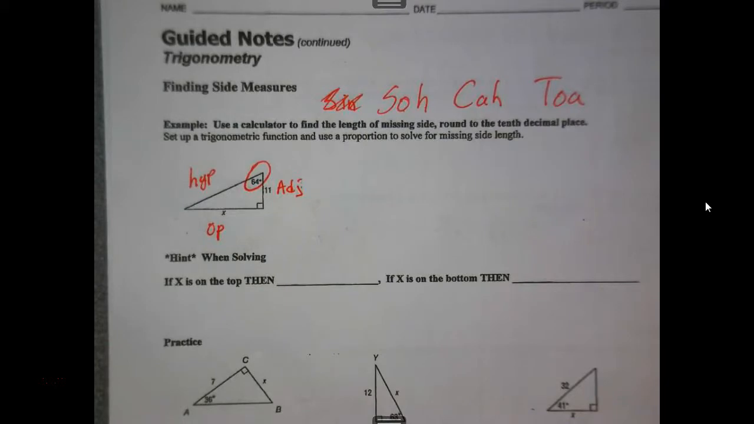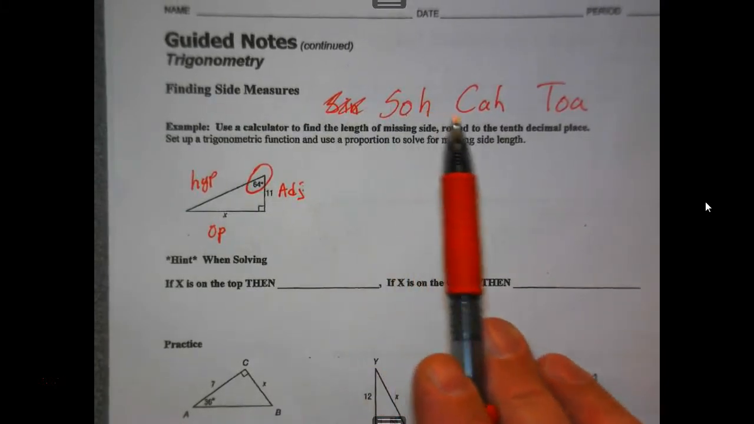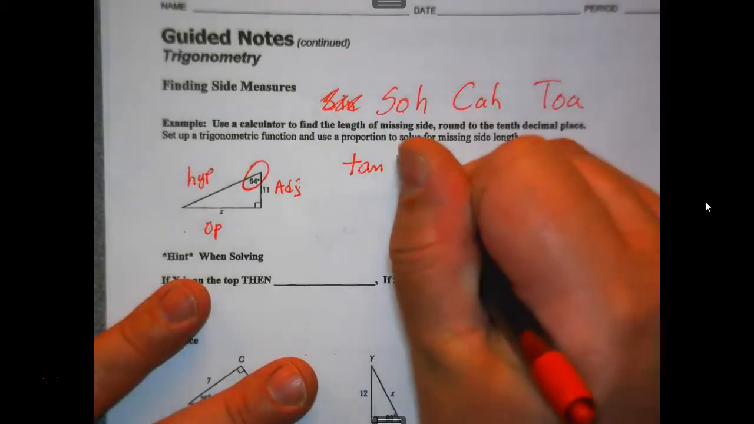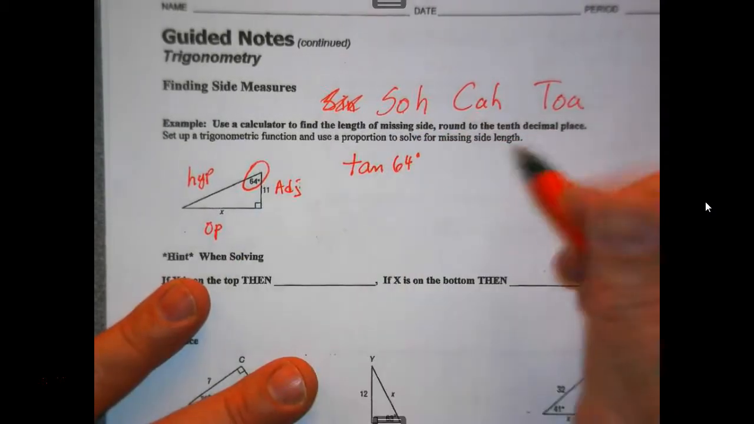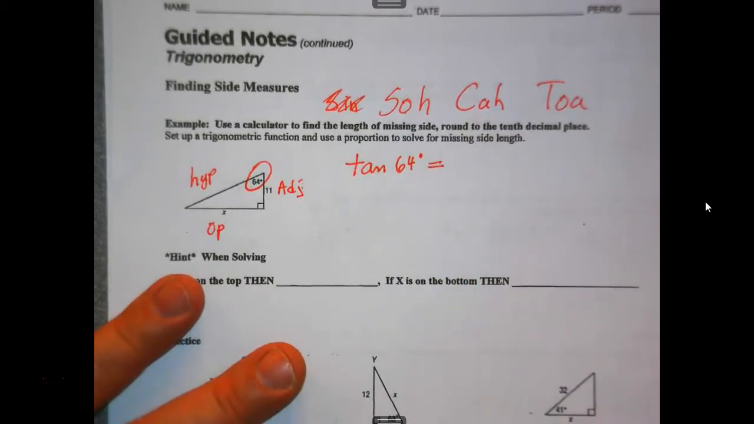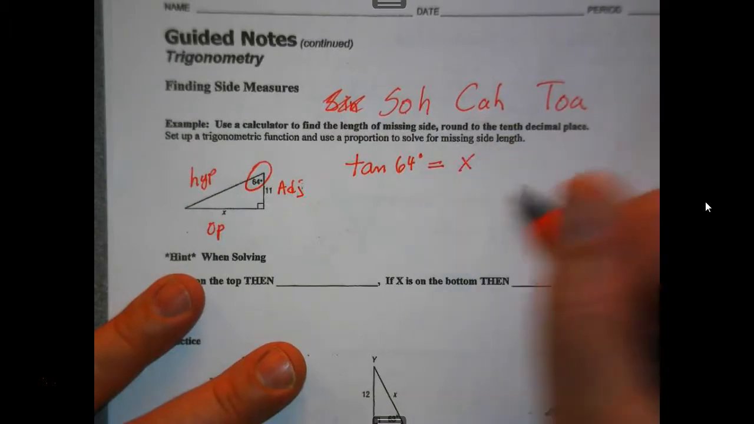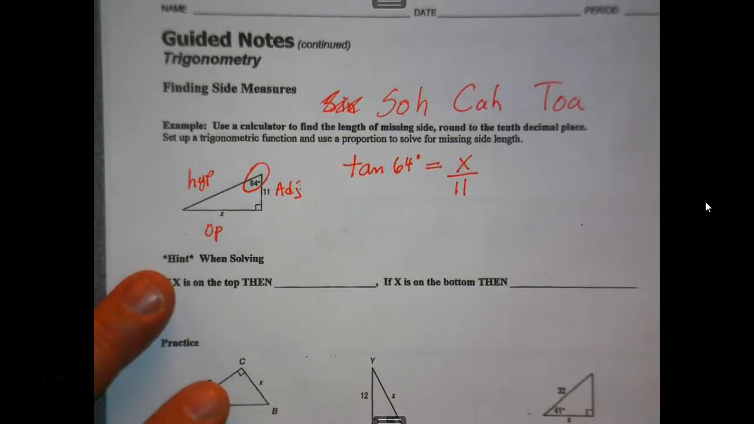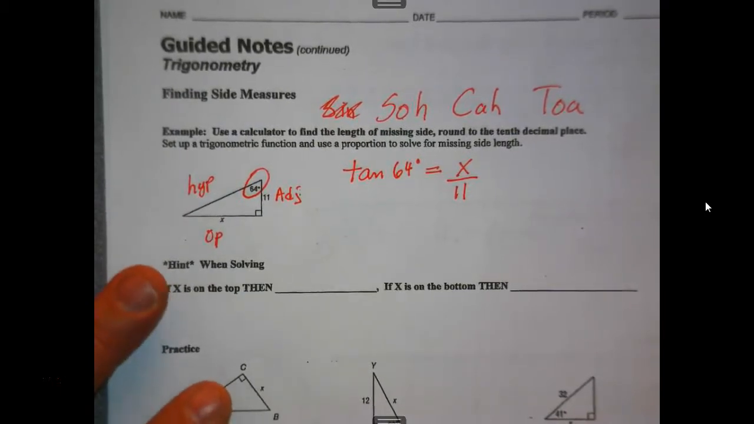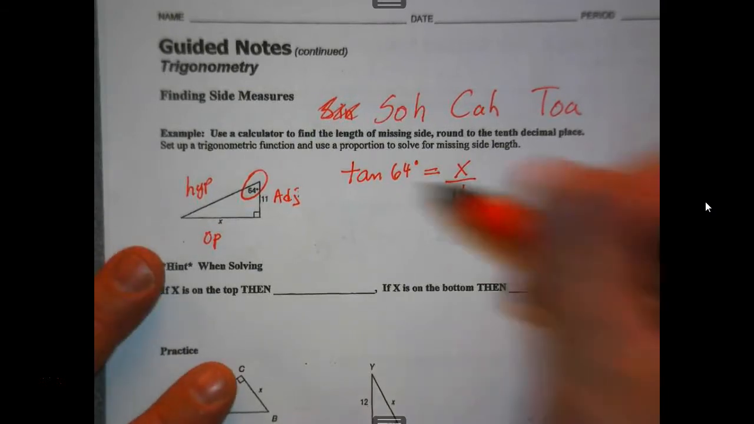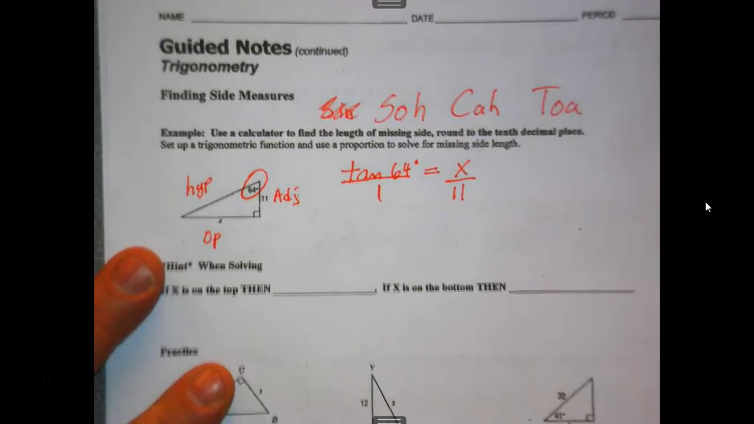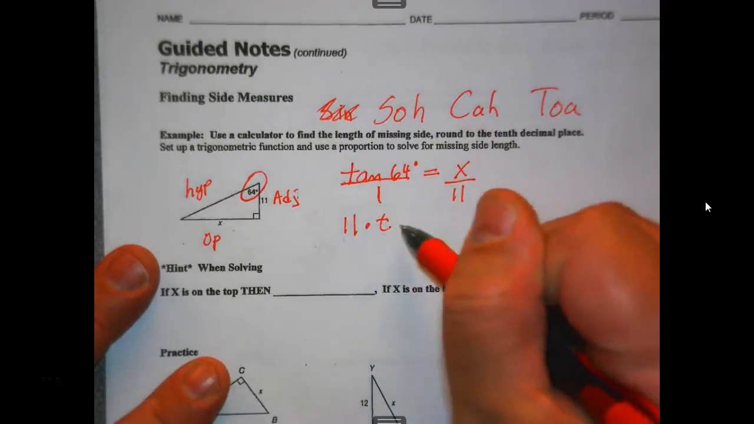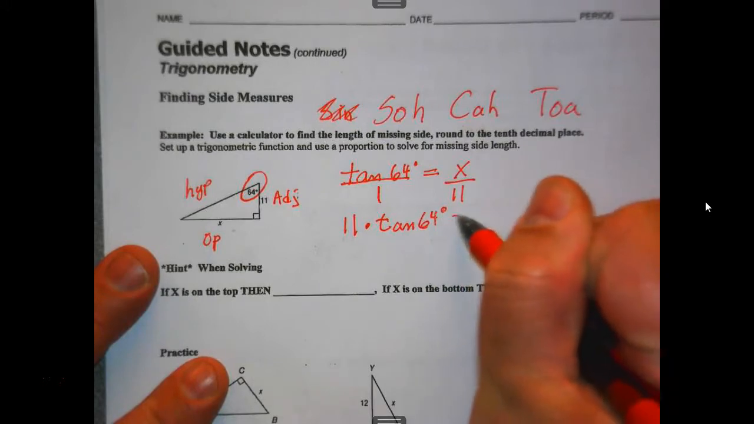Which trig function am I going to use? Up here, see which one has opposite and adjacent. Tangent of 64 degrees, that's given, equals opposite over adjacent, which is X over 11. Now we're supposed to solve for X. Yes, we are going to use your calculators, but since we have a ratio equals a ratio, because we can make this a ratio by putting it over 1, we can do cross multiplication. 11 times tan of 64 degrees equals X.